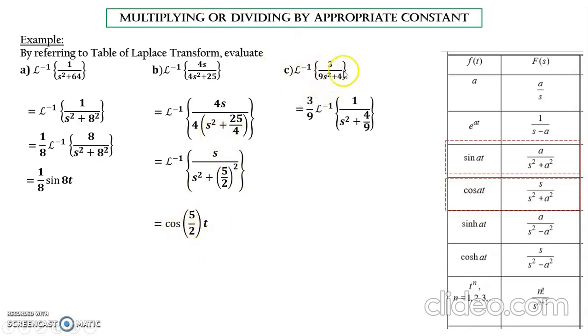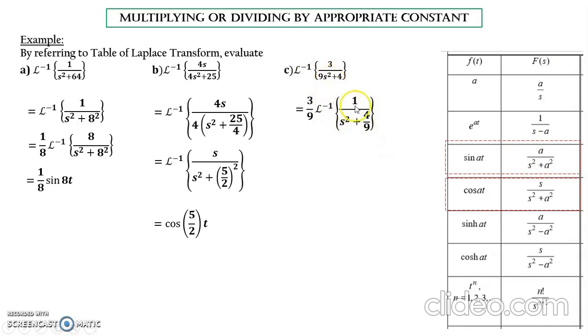Inverse Laplace transform untuk function 3 per 9 s kuasa 2 tambah 4. So, sama juga macam tadi. Kita nak jadikan dalam bentuk s kuasa 2. But here you ada 9 s kuasa 2. Jadi, apa kita boleh buat? Kita faktorkan 9 ni keluar. So, kita akan dapat s kuasa 2 tambah 4 per 9.